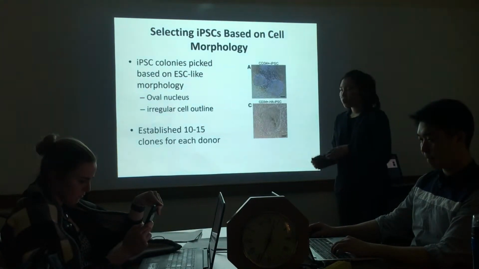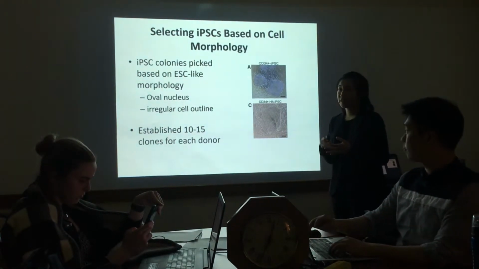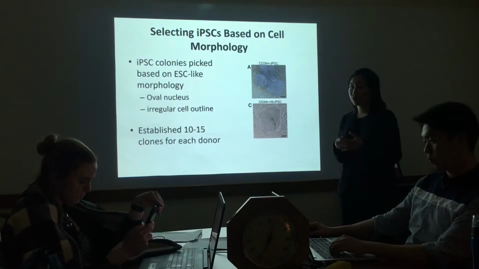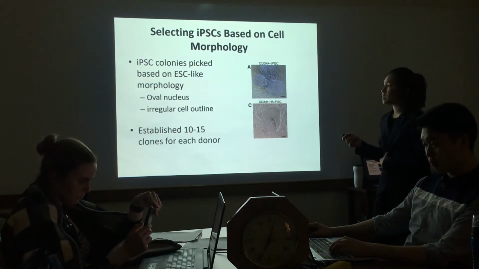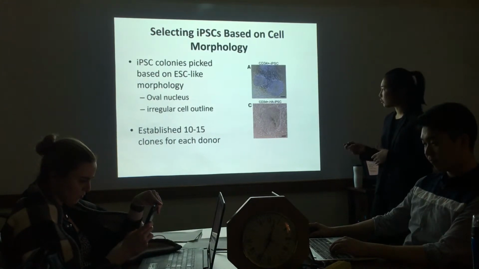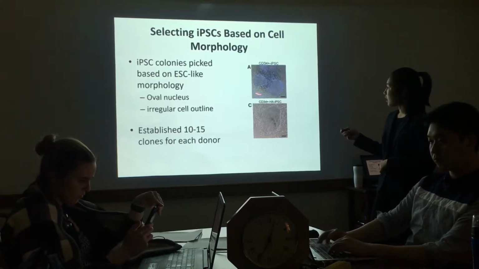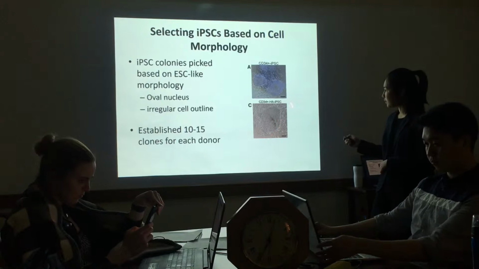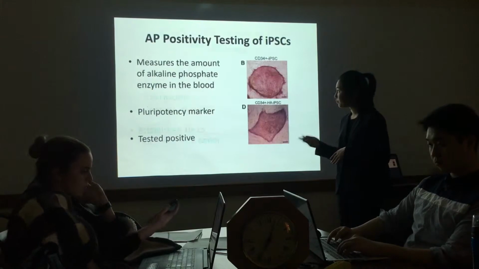After iPSCs were generated, they wanted to make sure that they were functioning, could differentiate well, and had good pluripotency. So they picked out certain cells based on embryonic stem cell-like morphology, which has an oval nucleus and irregular cell outlines. These two are examples of cells they picked out: this is the healthy iPSC, and this is the HA iPSC. They were able to establish about 10 to 15 clones for each donor.